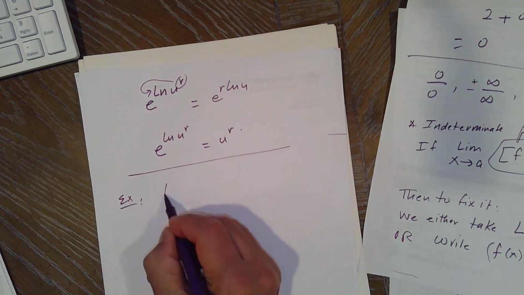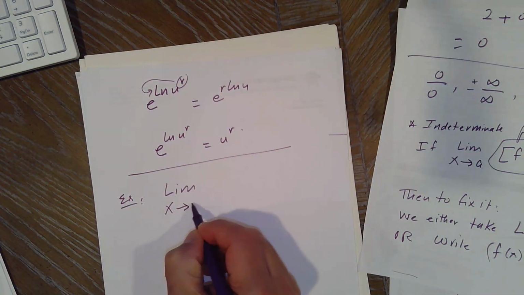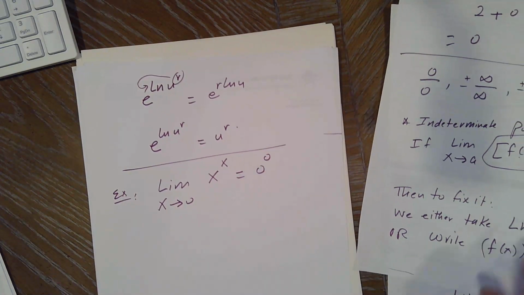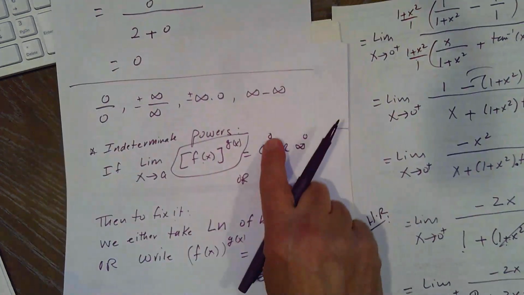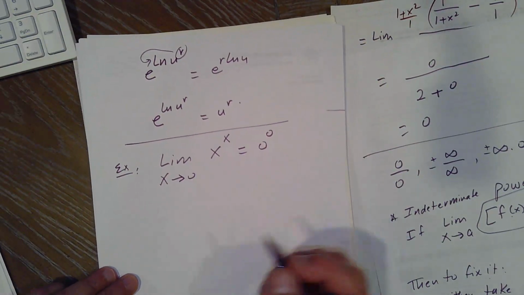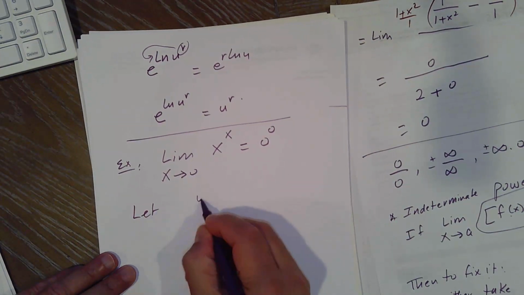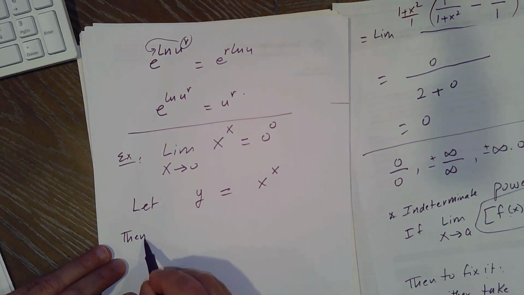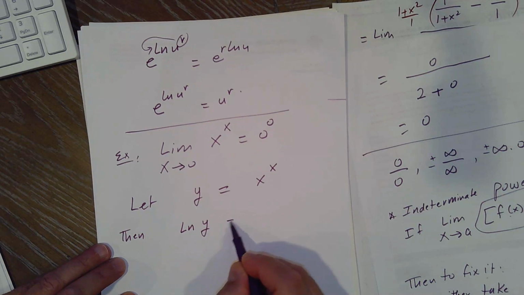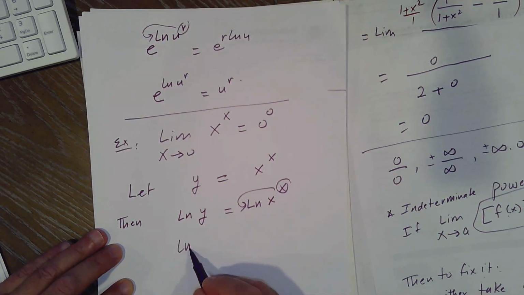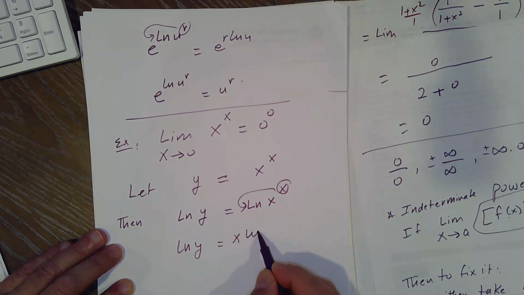So if I want to do, say, the limit as x goes to 0 of x to the power x, well, we get 0 to 0, which is indeterminate. So we're going to use ln, because I want to bring the power up front. If I let y equal x to the x, then ln of y equals ln of x to the x, which is x times ln of x.